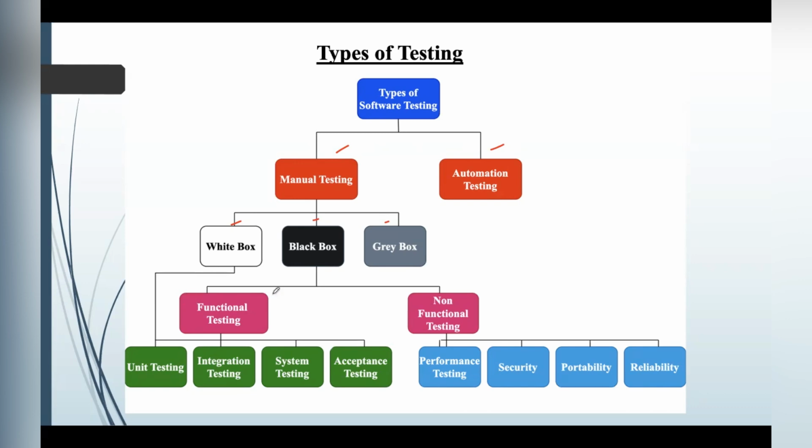Black box testing is further divided into two categories, functional and non-functional. Here, functional is divided into unit testing, integration, system testing, and acceptance testing. These are a few examples of functional testing. Coming to a few examples of non-functional testing, we have performance testing, security testing, portability testing, and reliability testing.